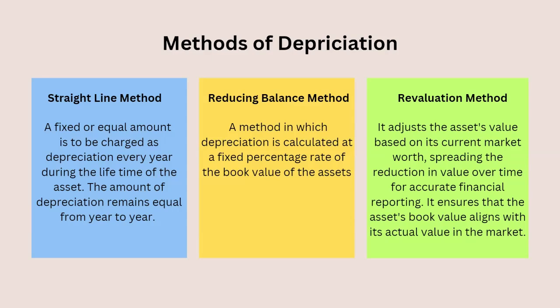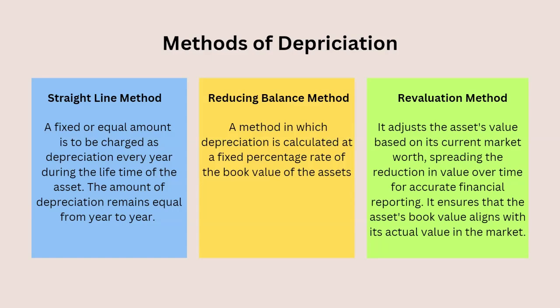For example, if I buy an asset for $10,000, and I think there should be 20% depreciation, this is $2,000. So I am going to depreciate my asset every year by $2,000. It's a sort of equal payment done over the period we feel would be the life of the asset. Then we have the reducing balance method, a method in which depreciation is calculated at a fixed percentage rate of the book value of the asset.